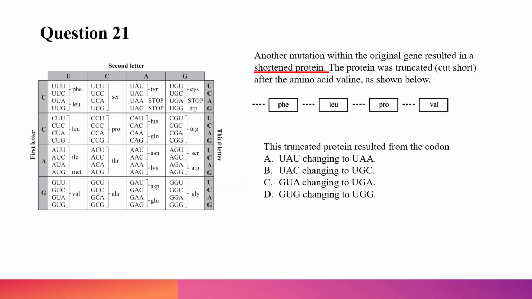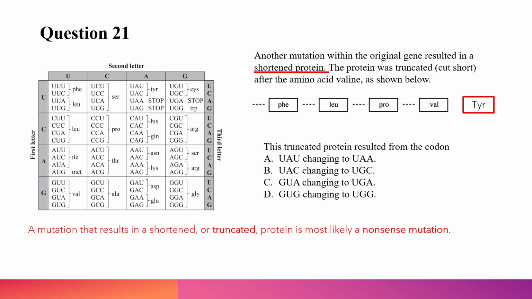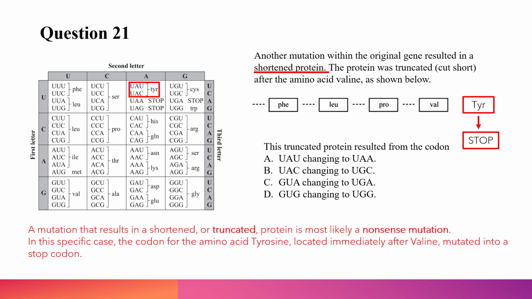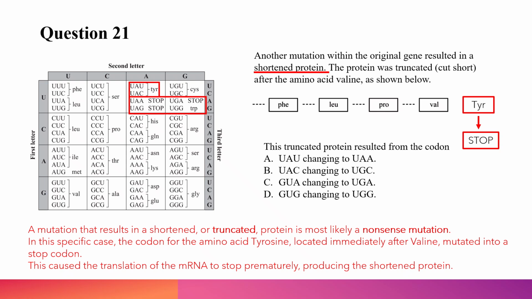A mutation that results in a shortened, or truncated, protein is most likely a nonsense mutation. In this specific case, the codon for the amino acid tyrosine, located immediately after valine, mutated into a stop codon. This caused the translation of the mRNA to stop prematurely, producing the shortened protein.